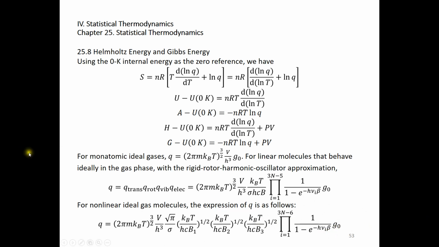So this is how we get q for atoms, for linear molecules, and for nonlinear molecules. Once we have the expression of q, we just plug in q here, here, here, here, here, and here. We will be able to get the expressions for entropy, internal energy, Helmholtz energy, enthalpy, and Gibbs energy.